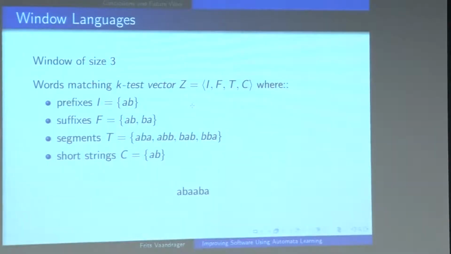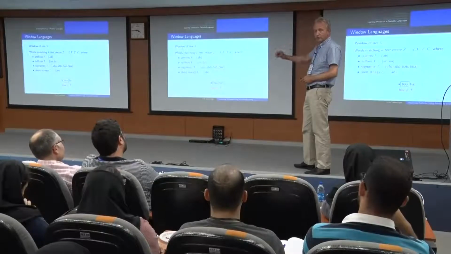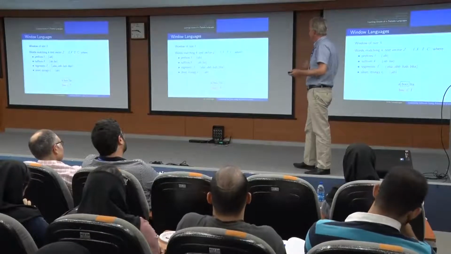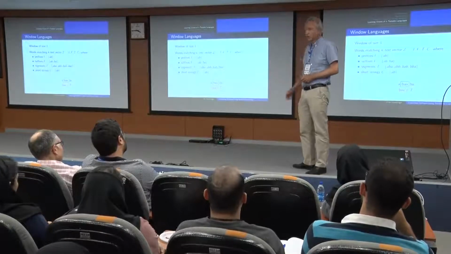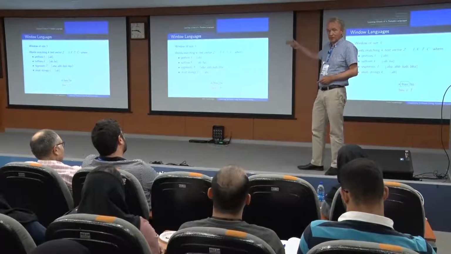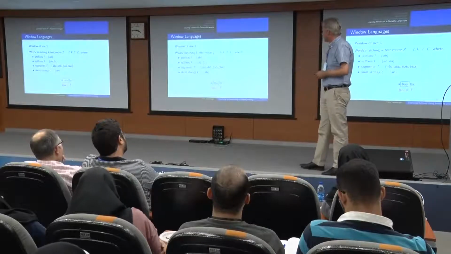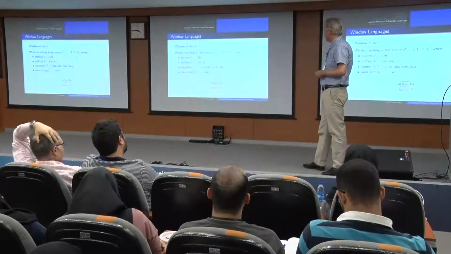So let's do another example. ABAABA. Well, the beginning is okay, the end is okay, the first segment is okay. But there we have a segment BAA, which is not in the language, and therefore this word is not in the language. So this is a very elegant, simple concept of a window language. Window languages are parameterized by a window size, this k. So, of course, if you increase the window size, you can have more elaborate languages.